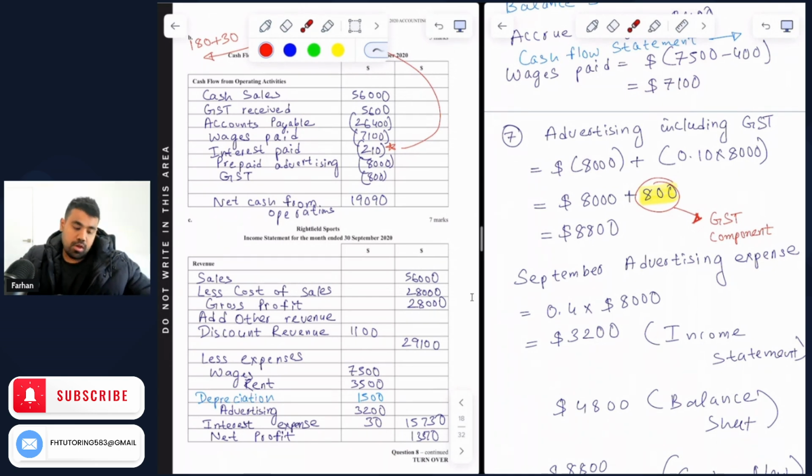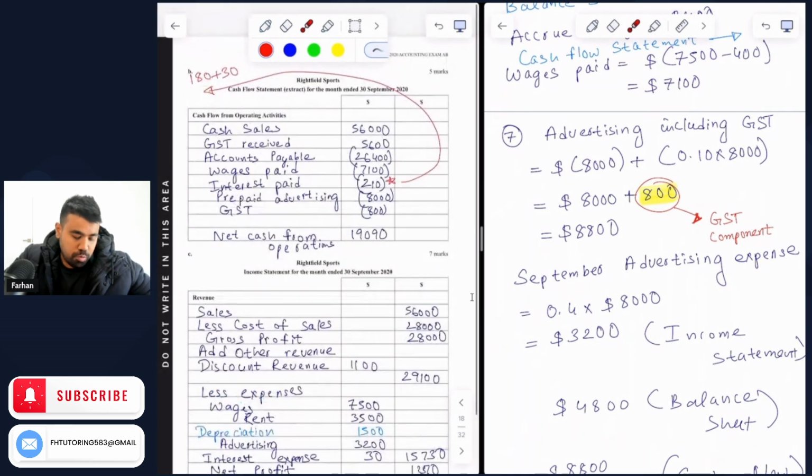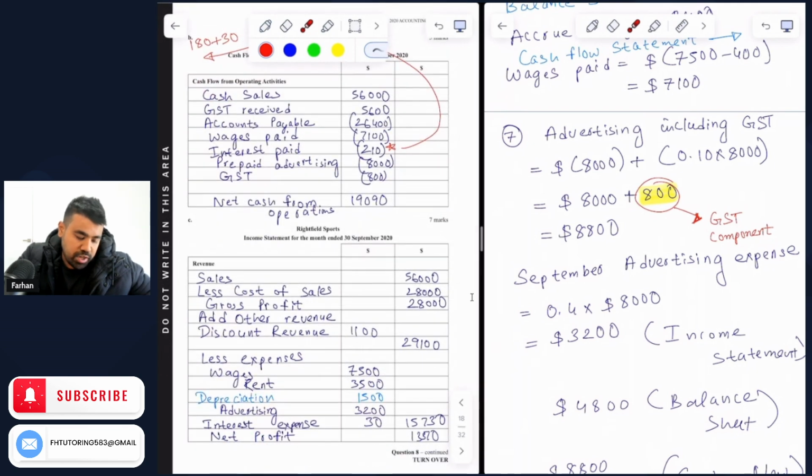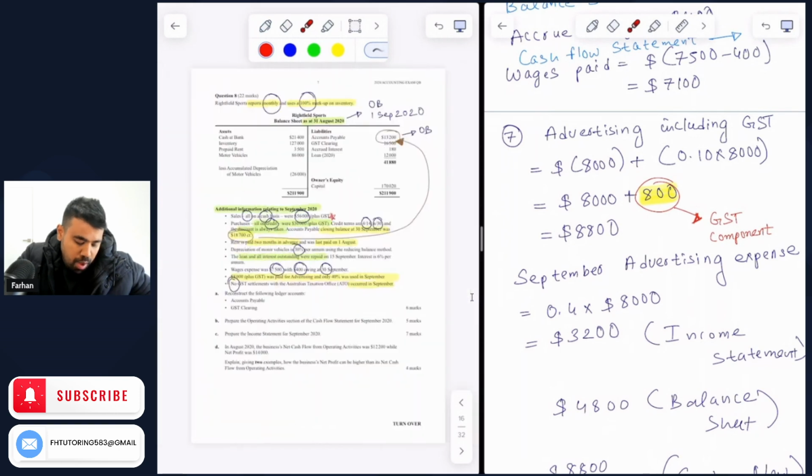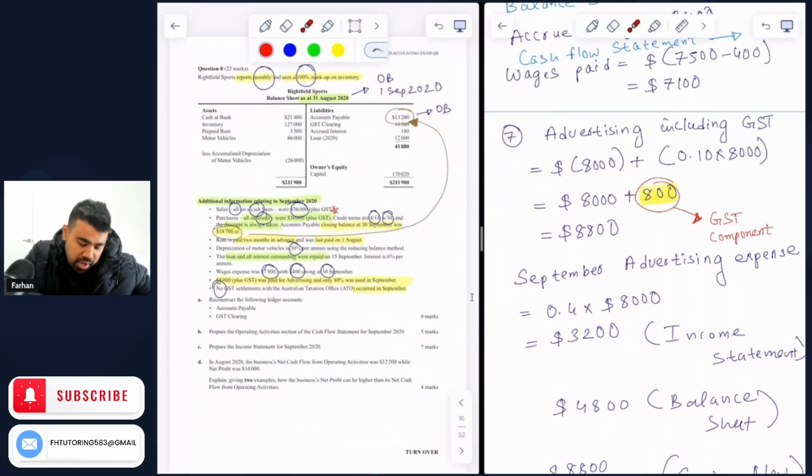Okay, so when you're ready now, let's move on to part D. So what's the question in part D? Part D says, in August 2020, the business's net cash flow from operating activities was $12,200, while net profit was $40,000. Explain, giving 2 examples, how the business's net profit can be higher than its net cash flow from operating activities. Okay. So let's understand a few things first.